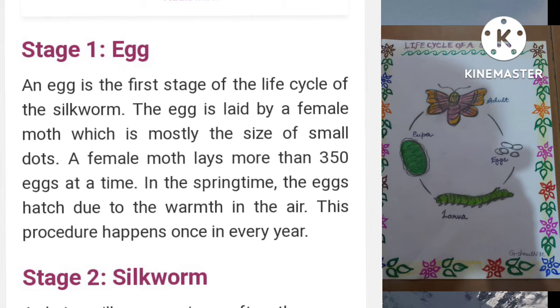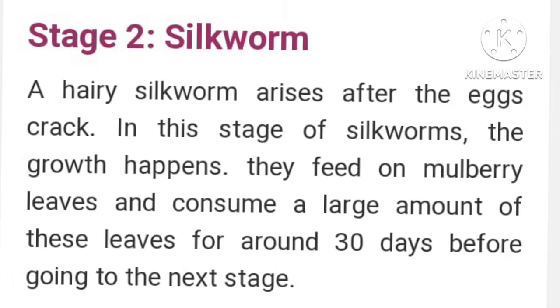Stage 1. Egg. An egg is the first stage of the life cycle of the silkworm. The egg is laid by a female moth and is mostly the size of small dots. A female moth lays more than 350 eggs at a time. In the springtime, the eggs hatch due to the warmth in the air. This procedure happens once in a year.